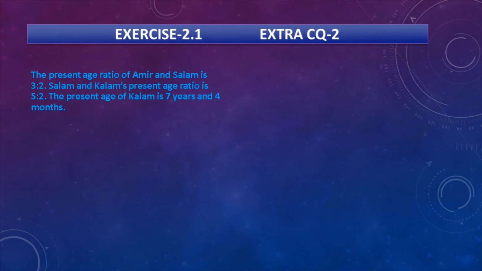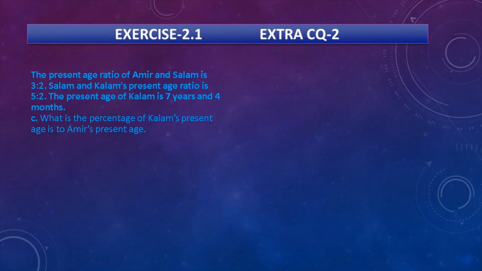So my dear students, now solution number C. So this is the stem. The present age ratio of Amir and Salam is 3:2. Salam and Kalam's present age ratio is 5:2. The present age of Kalam is 7 years and 4 months. So the question in part C is: what is the percentage of Kalam's present age to Amir's present age?